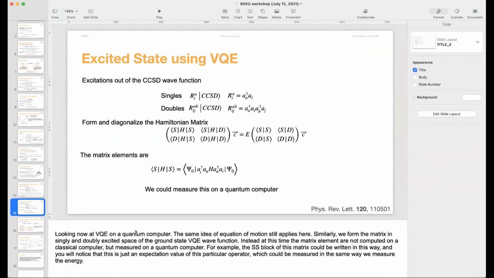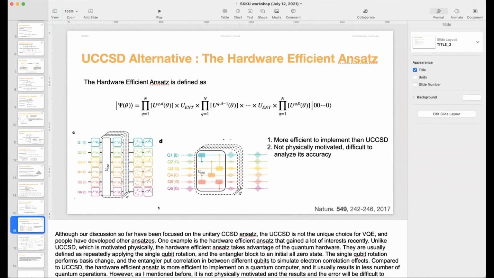All right, now let's look at how we can do VQE for excited states on a quantum computer. The same idea of equation of motion still applies here. Similarly, we form the matrix in the singly and doubly excited space of the ground state VQE wave function. Instead, this time, the matrix elements are not computed on a classical computer, but measured on a quantum computer. For example, the SS block of this matrix could be written in this way, and you will notice that this is just an expectation value of a particular operator, which could be measured in the same way as we measure the energy.